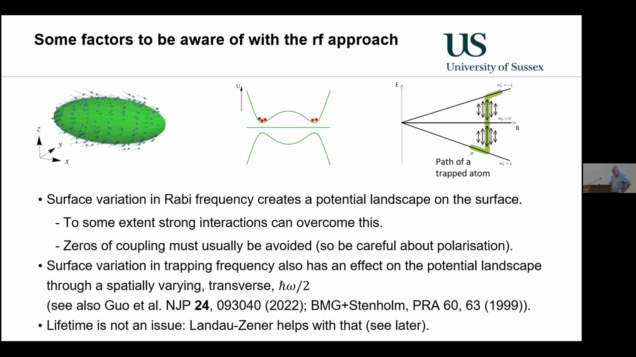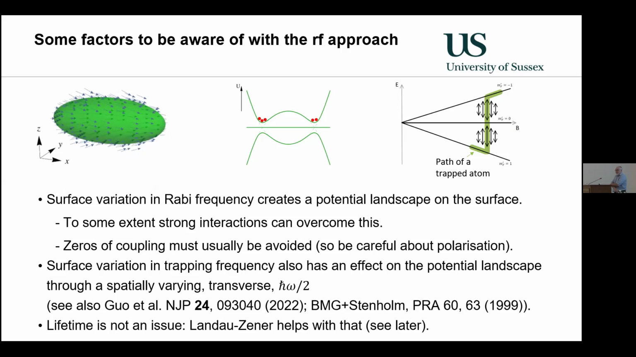Because this surface variation in the coupling strength can affect where the atoms want to go, and it can mean they sort of get sucked to one part of the shell. So this is something that has to be kept in mind. If you have a lot of atoms and repulsive interactions between them, that can help, but you still need to be careful about that. Also, zeros of the radio frequency coupling must be totally avoided.